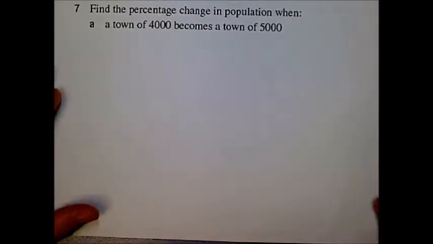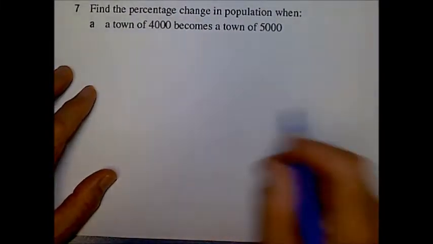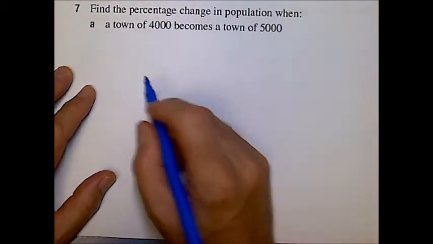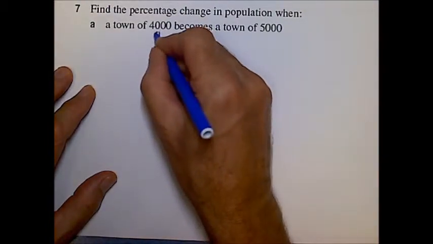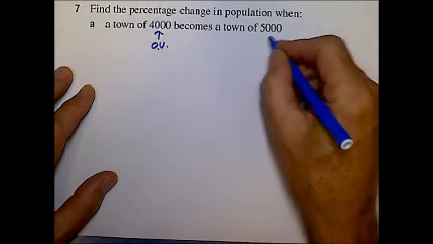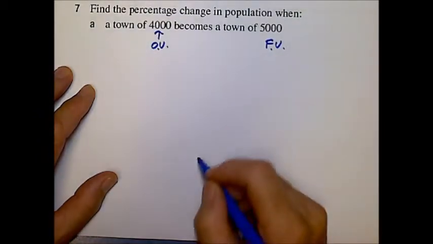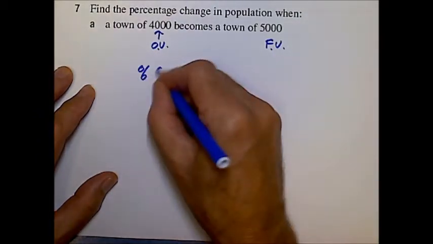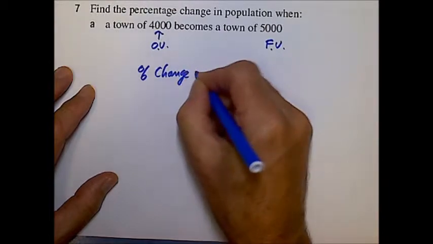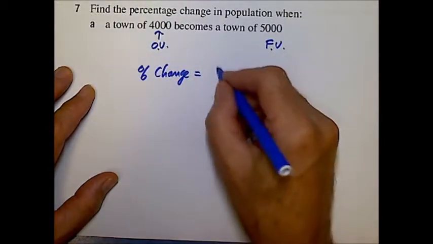The next example, we're looking at a change in population. So make sure that you identify your original value. So there's my original value. Here is my final value. So the percentage change, in this particular case, it's gone up by 1,000.